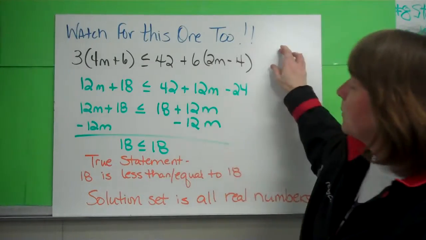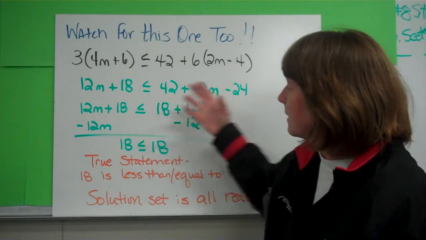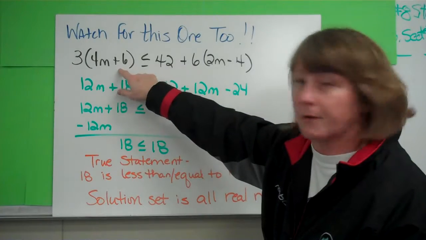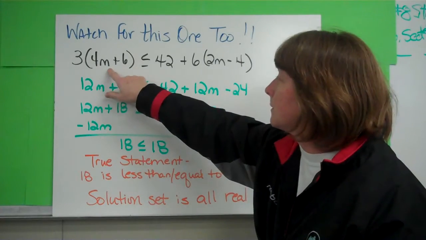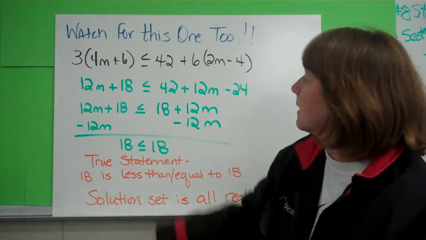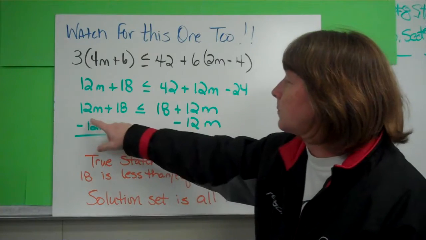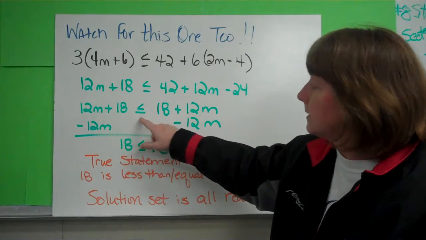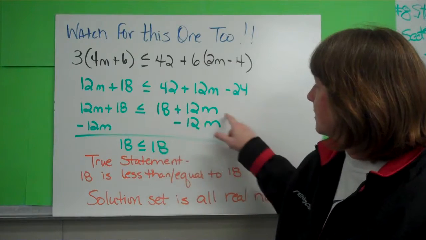Another one to watch out for. In this one, let's look at it. We have to distribute first. Distribute the 3 to the 4m plus 6. And then we combine our like terms, and we're left with 12m plus 18 is less than or equal to 18 plus 12m.